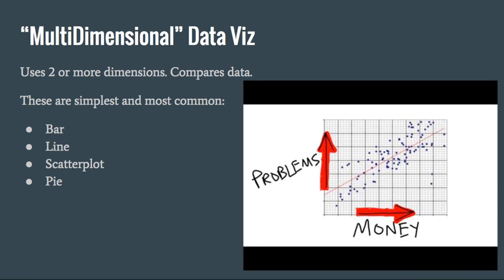So, real quick, multidimensional data visualizations use 2 or more dimensions and compare 2 or more sets of data. Bar, line, scatter plot, pie charts, these are all examples of multidimensional data visualizations, okay? Anytime you're comparing at least 2 or more things.